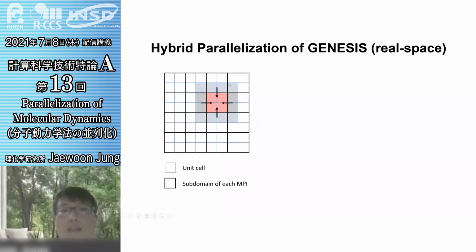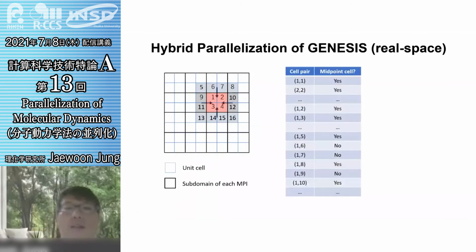And then we make an index of cells. So here, this processor has 16 cells. And for each particle pair, we first make a cell pair list, 1, 2, 1, 3, 1, 2, 2, and so on, this way, and check if each particle pair, if the midpoint cell is in this domain or not. For example, 1, 1, of course, the midpoint is 1 and in this domain, a yes, and so on.